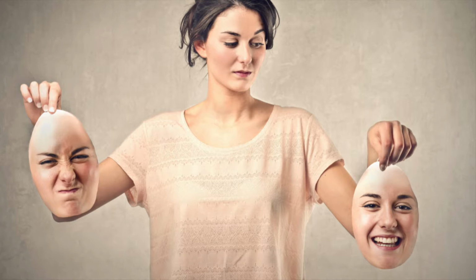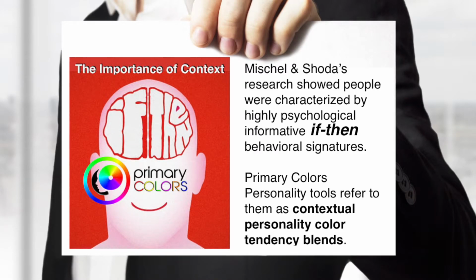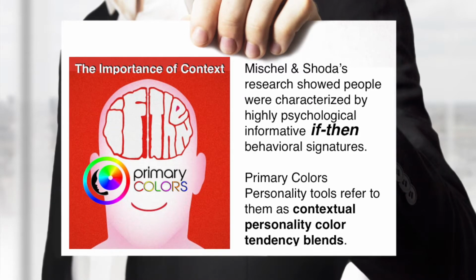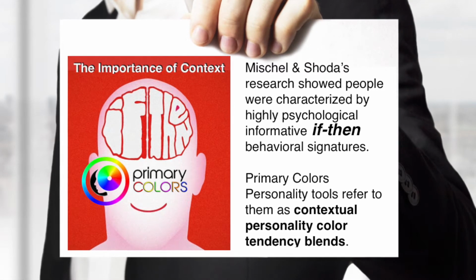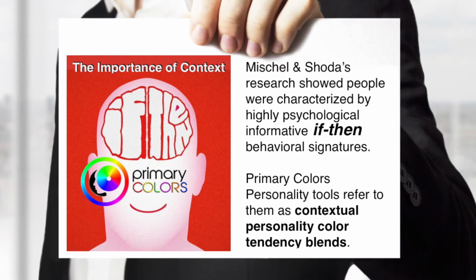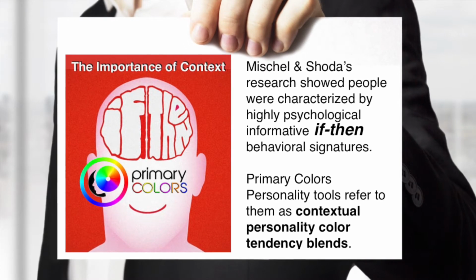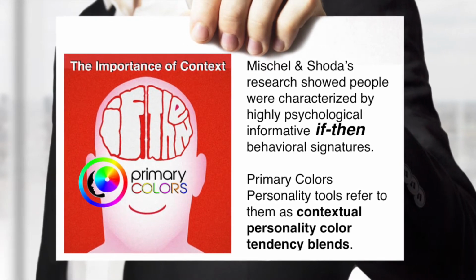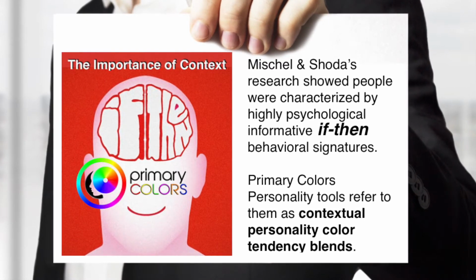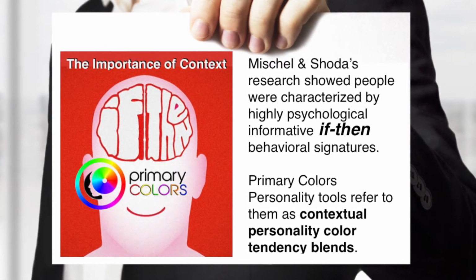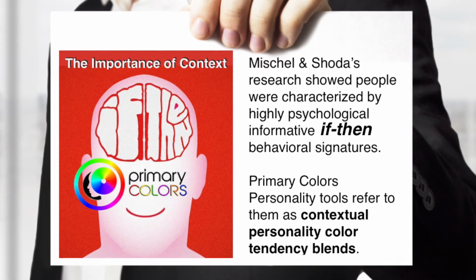In a large observational study of social behavior across multiple repeated situations over time, Mischel and Shoda's research showed that, as predicted by Mischel, people were characterized by highly psychologically informative if-then behavior signatures. The Primary Colors personality tools call them contextual personality color tendency blends.